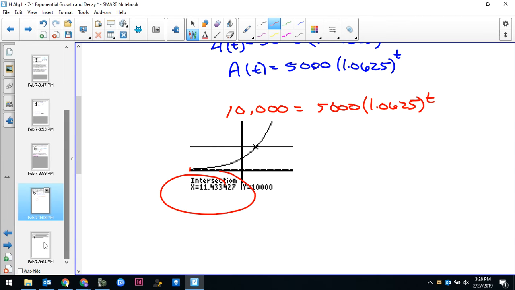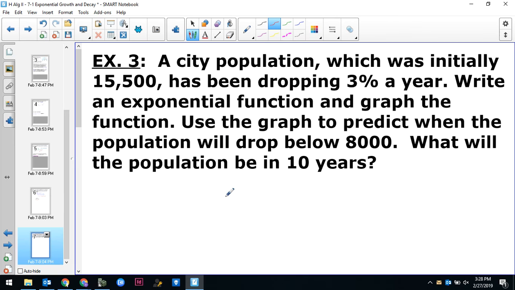Yep. Last problem here. A city's population, which was initially 15,500, has been dropping 3% a year. Write an exponential function and graph the function. Use the graph to predict when the population will drop below 8,000. And then what will the population be in 10 years? Kind of complicated problem. Let's start off by writing our function.